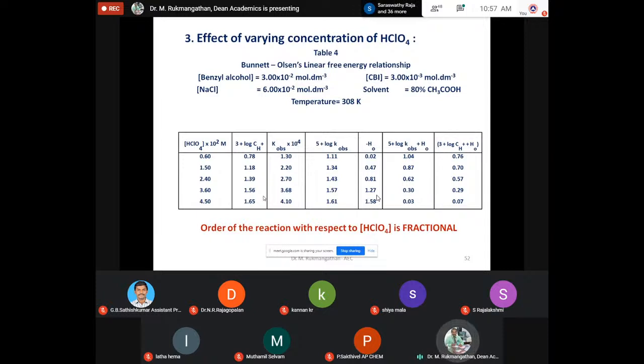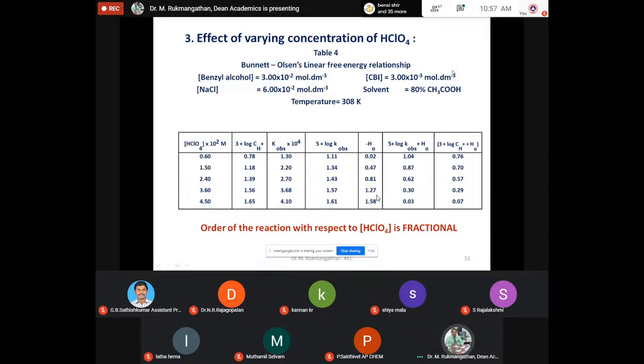Then the third effect, the effect of varying concentration of H plus ions, perchloric acid. For that study, we made a kinetic investigation in a detailed manner. We changed the initial concentration of perchloric acid.